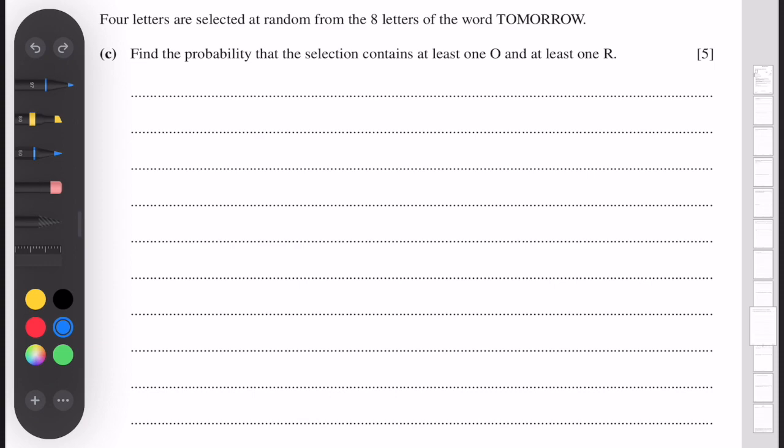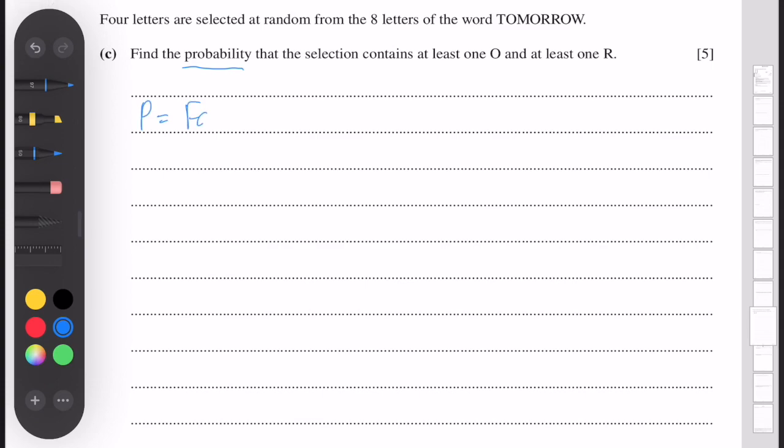But now let's look at this question. 4 letters are selected at random from the 8 letters of the word tomorrow. Find the probability that the selection contains at least one O and at least one R. So now this question is asking us for the probability. So let's define what probability is.